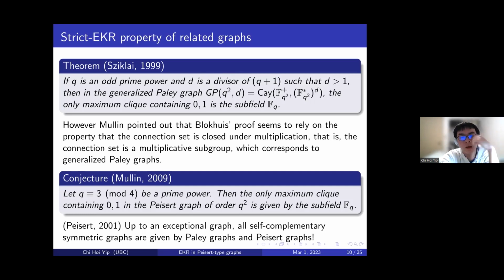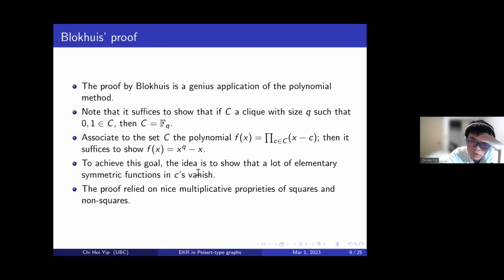Around 15 years ago, Moulin was studying the proof by Broca and Sikla, and she pointed out that somehow Broca's proof relies on the property that the connection set is closed under multiplication. That is, the connection set is a multiplicative subgroup. Because in the proof, we need to show that this kind of elementary symmetric function vanishes, and that requires us to have some nice multiplicative properties on C, and that means we have to have some nice multiplicative properties in the connection set.